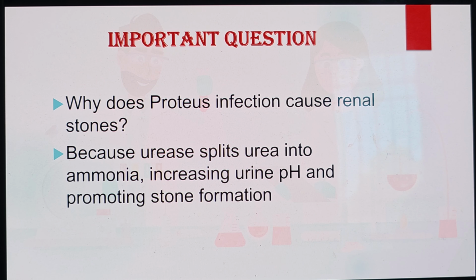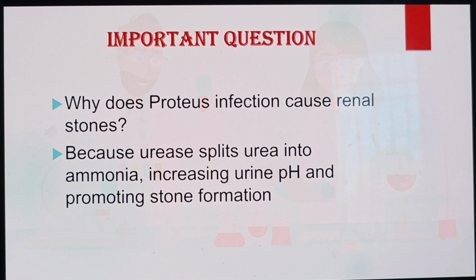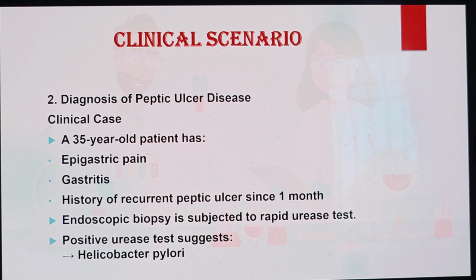Let us discuss some important questions. Why does Proteus infection cause renal stones? Because urease enzyme present in the bacteria splits urea into ammonia, increases the pH of the media, promoting struvite stone formation.